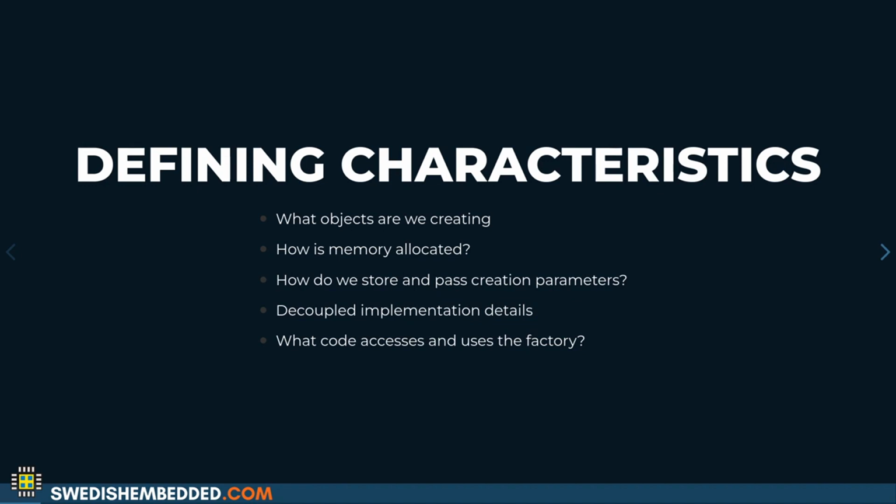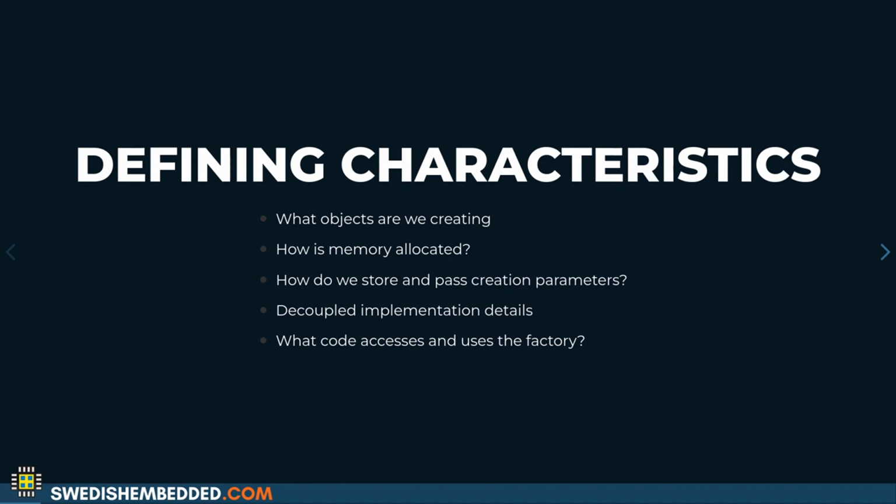Decoupled implementation details. Do we need to decouple the creation of an object from the code that is actually using the object? Does the code that uses the object need to even know about the parameters that are used to create the object? If it doesn't need to know that, then that is one of the key elements that would signal to you that you should implement this using the factory pattern.